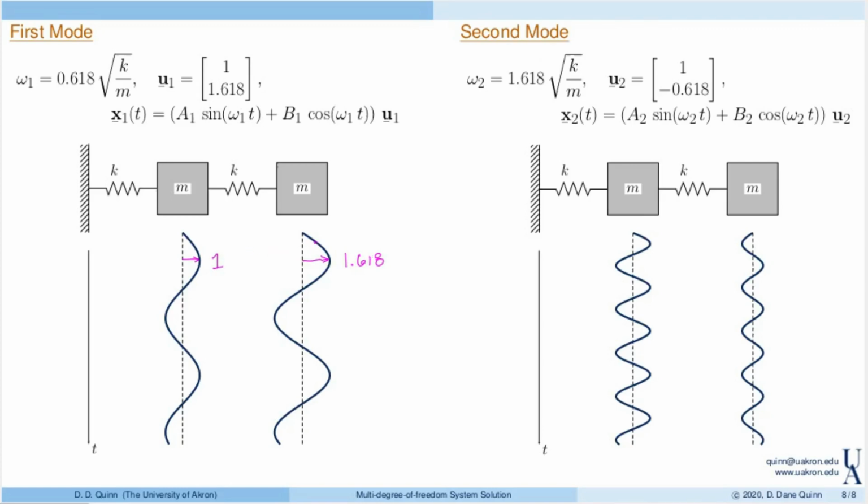Notice, in addition, that they're synchronous. So they have the same frequency. They move in the same direction. And they're sort of in lockstep together.